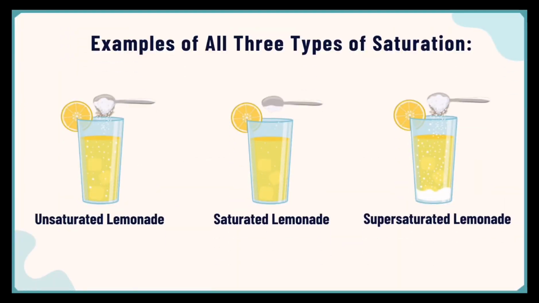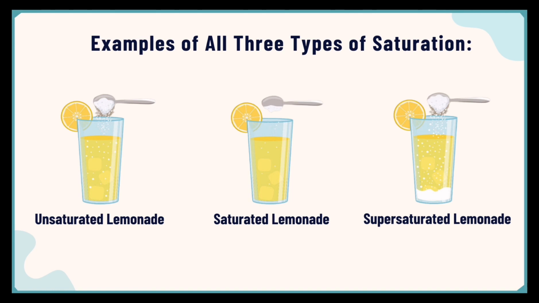All three examples are lemonade. However, each have varying amounts of sugar added to them. The first picture shows an unsaturated lemonade, in which the amount of sugar in it is below the saturation point, and more sugar can be added.